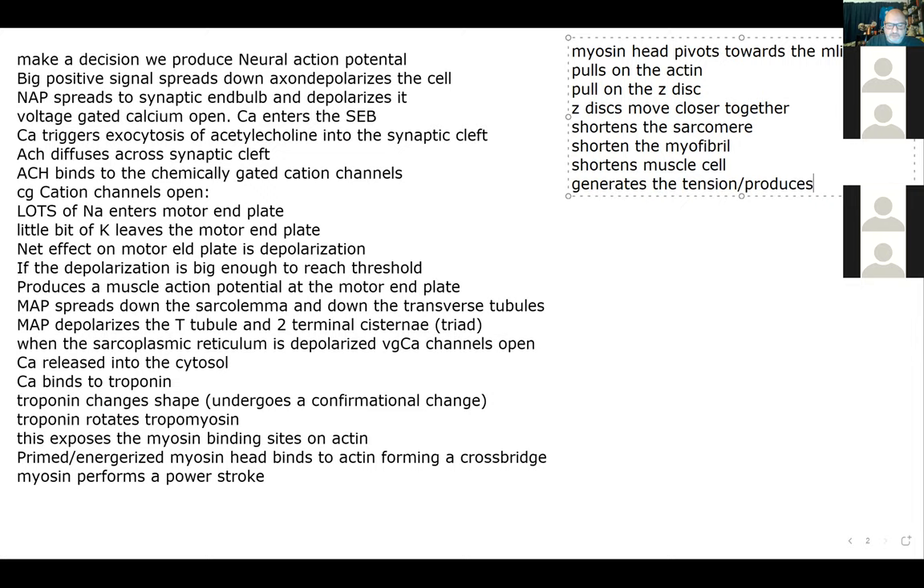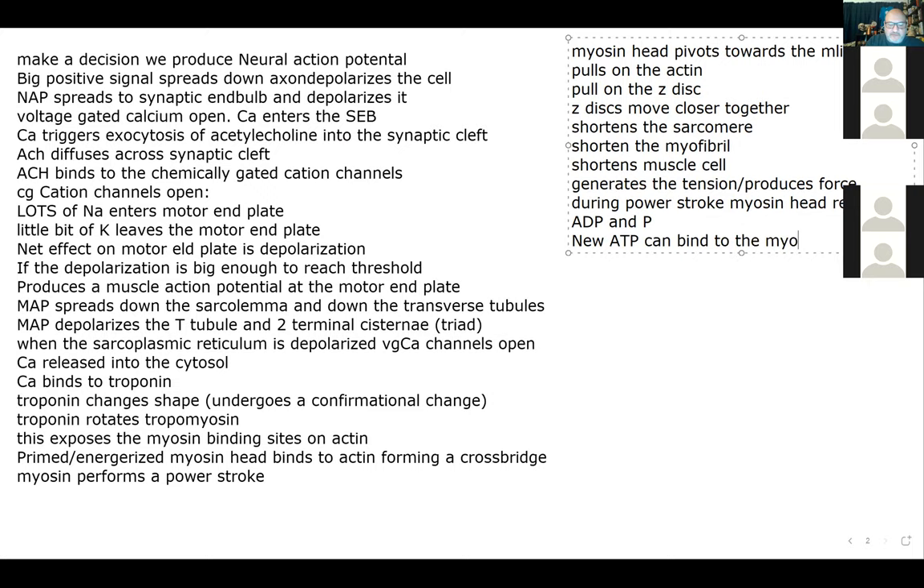Excellent. And one other thing happens during that power stroke as well. What else? Myosin head releases the ADP and phosphate. Why is that significant? Because it's now a new binding site. Yeah, exactly. For the ATP. And now a new ATP can bind to the myosin head.